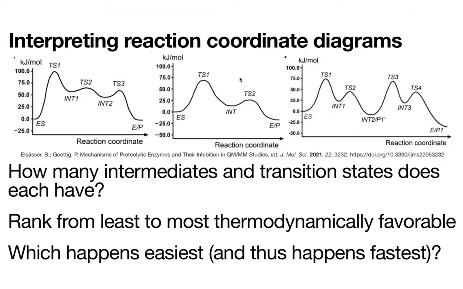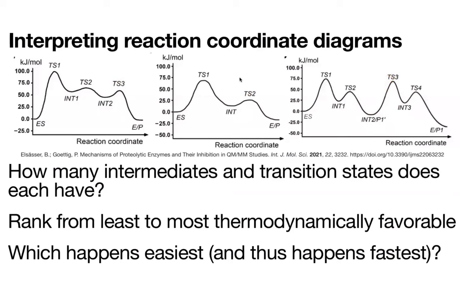And so this one would have two intermediates, three transition states. This would have one intermediate, two transition states. And this would have three intermediates and four transition states. And remember, the intermediates are going to be the kind of isolatable things. And these would be the transition states. That's our tipping point. That's the thing that we really care about, but we can't actually capture it.